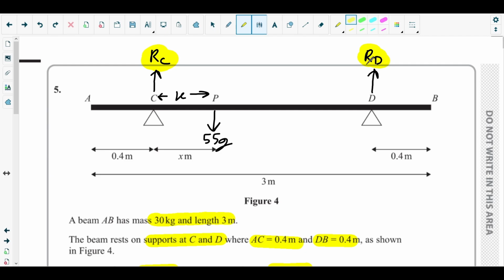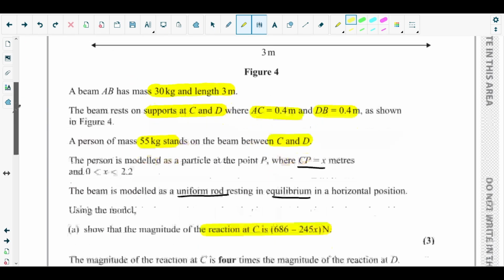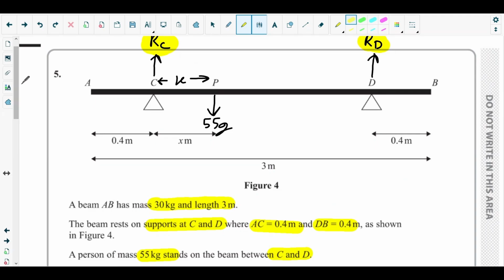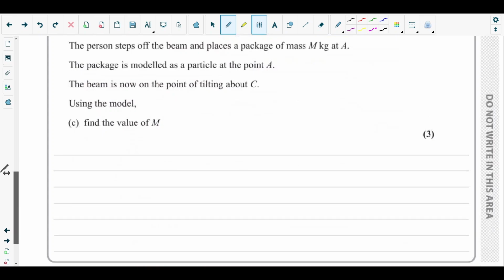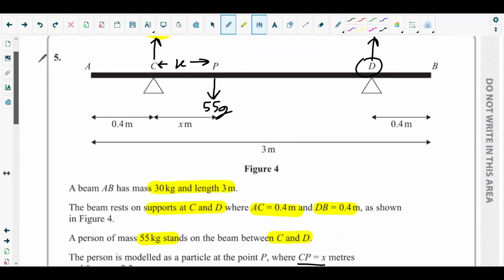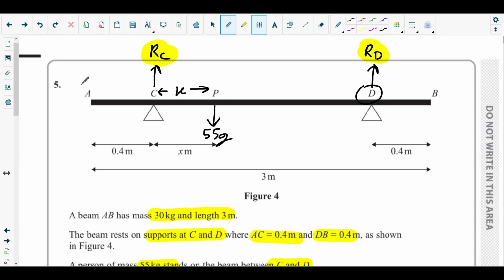Since reaction at D is unknown and we need an expression for reaction at C, we need to ignore the reaction at D. In order to ignore reaction at D, if we consider the point D as the pivot, if we consider moments about D, it will help us to ignore the reaction at D. So we will do that. For part A, we will consider moments about D. If you consider moments about D, what's the clockwise moment? Since the system is in equilibrium, the clockwise moment will be equal to the anti-clockwise moment.